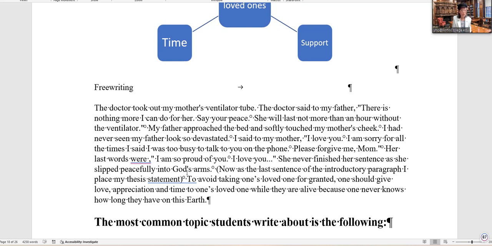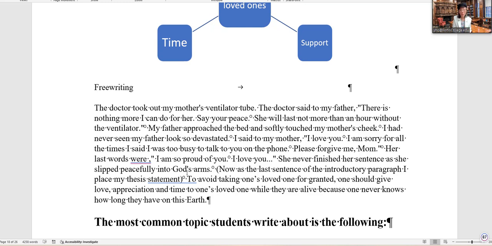She never finished her sentence as she slipped peacefully into God's arms. And that would be your introduction, your hook, and your 5 background sentences. So now your thesis statement is the last sentence of the first paragraph.